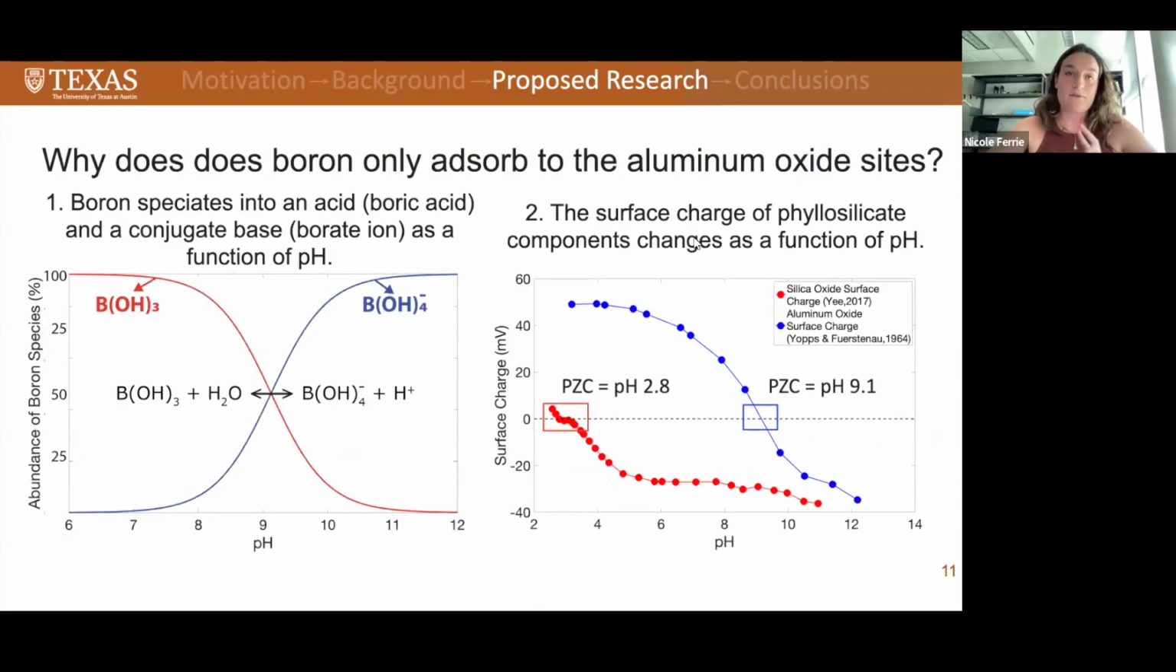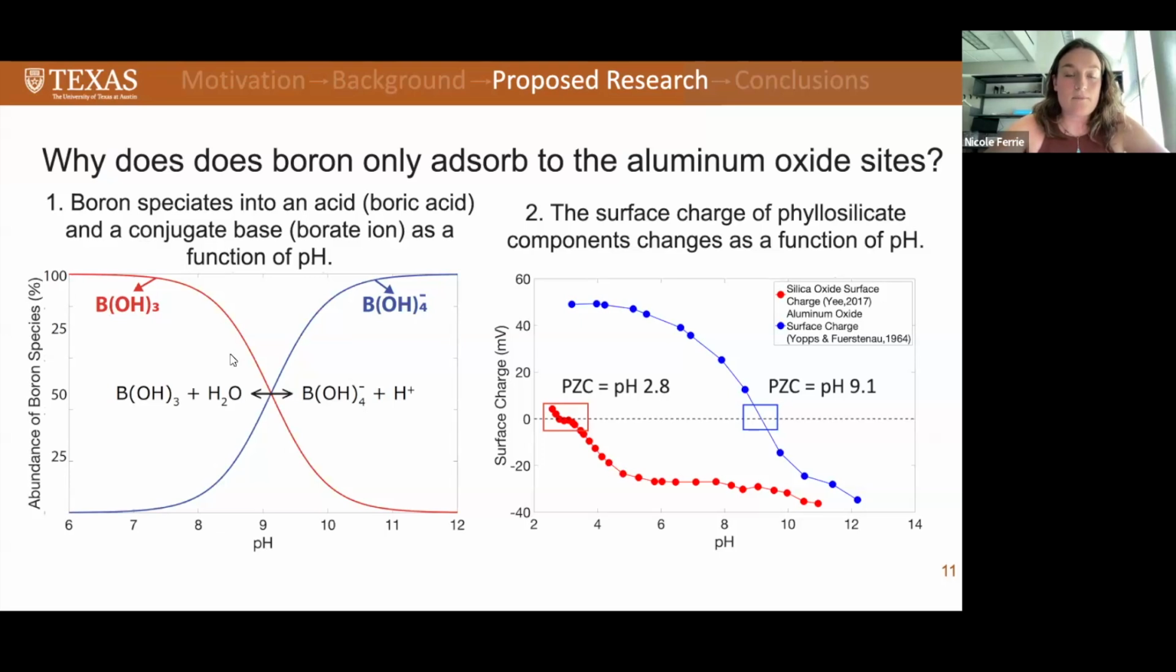Now, why is that? Well, there's 2 reasons why that is. One is due to the fact that boron speciation is pH dependent, and another is due to the surface charge of aluminum octahedra and silica tetrahedra. So first, looking at boron speciation as a function of pH, I have this figure. On the y-axis is the abundance of boron species, and on the x-axis, I have pH.